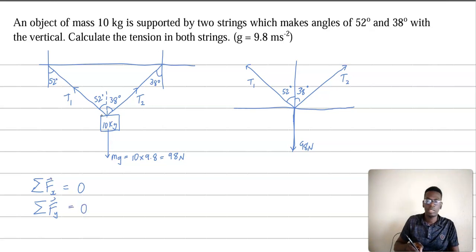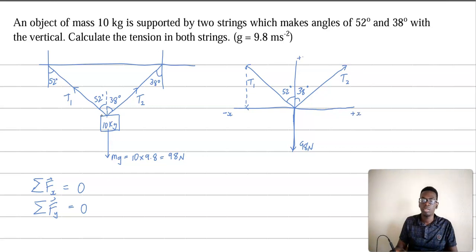Okay, so let's look at the forces and calculate their components. For the x component, T1 has an x component that points to the left. That is the negative x direction. Let's state our sign convention. It is the minus x direction. It is plus x.